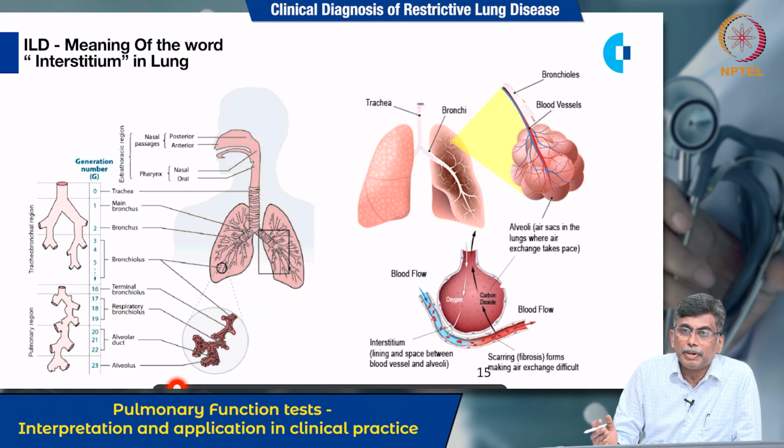Now you know the importance of the lung. The lung is where there is gas exchange. So the alveoli and the surrounding blood vessels, that is where the gas exchange occurs. So what is interstitium? Interstitium is the space in between the alveoli and the blood vessel. So this is where the gas exchange should occur. So let us consider there is interstitial fibrosis, that is thickening here, gas exchange becomes a problem. That is the importance of the word interstitium.